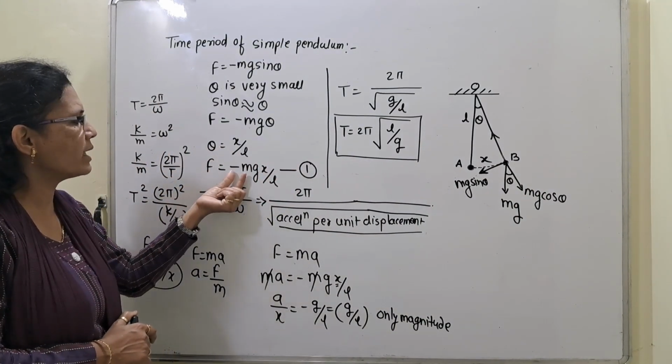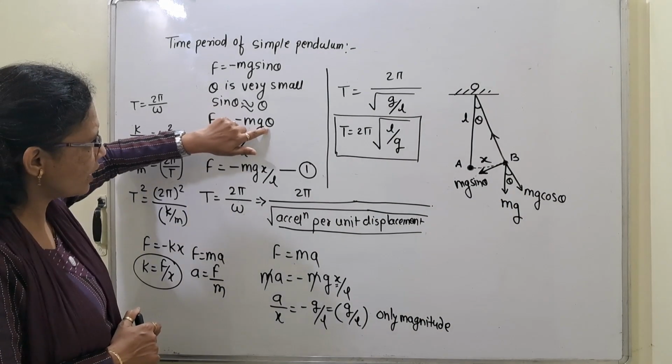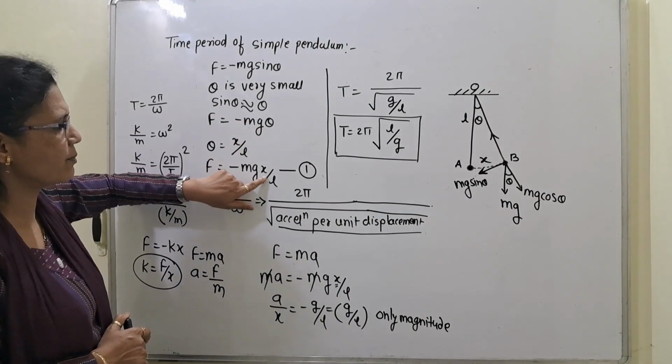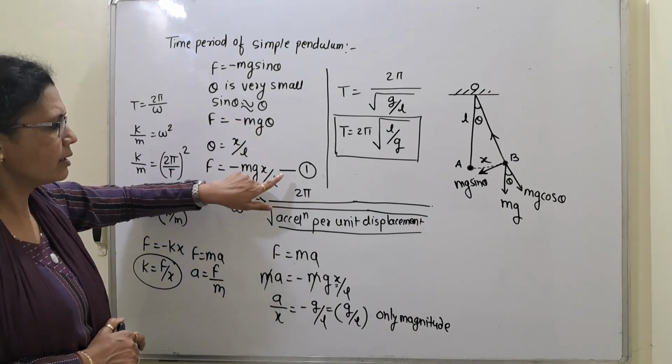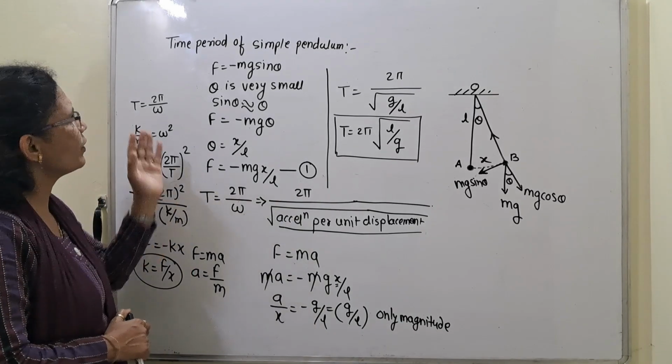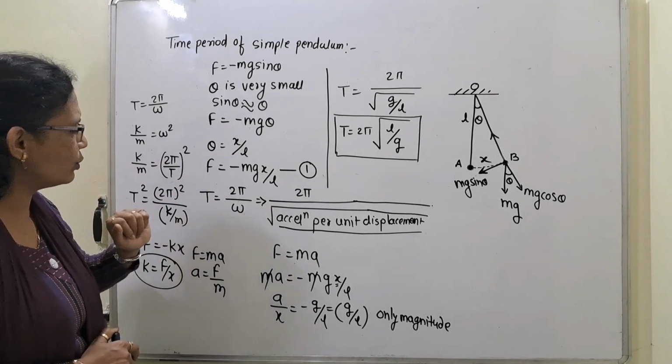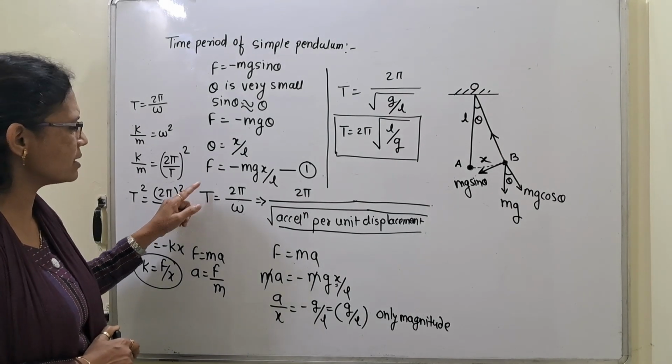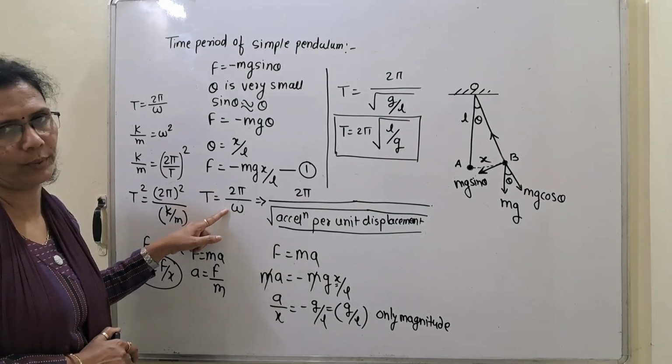If we put this value of theta here, F is equal to minus mg x upon L. We'll take this as equation number 1. Now what do we have to find out? We have to find out the time period, and we know the formula for time period as T is equal to 2 pi upon omega.